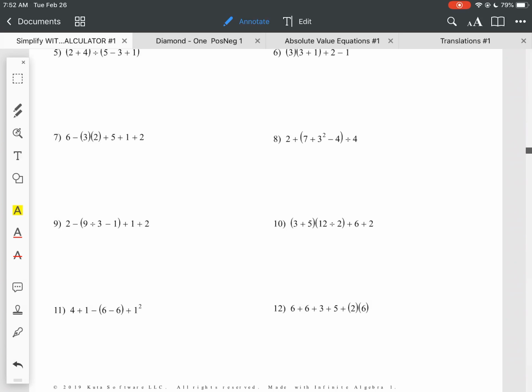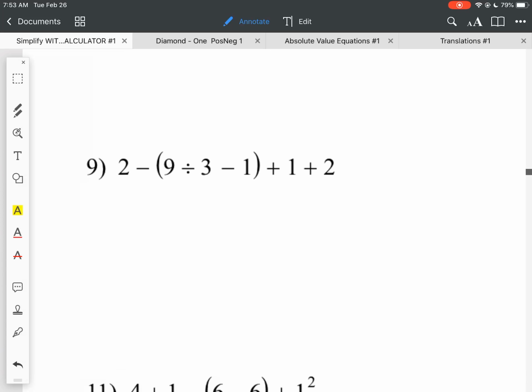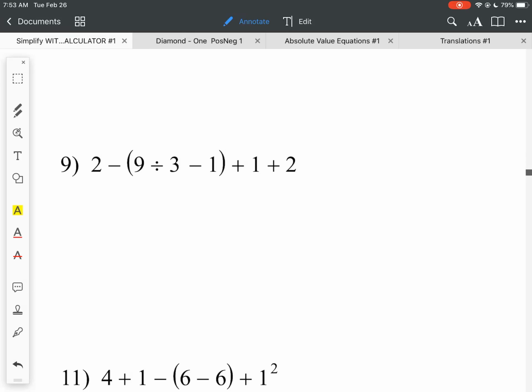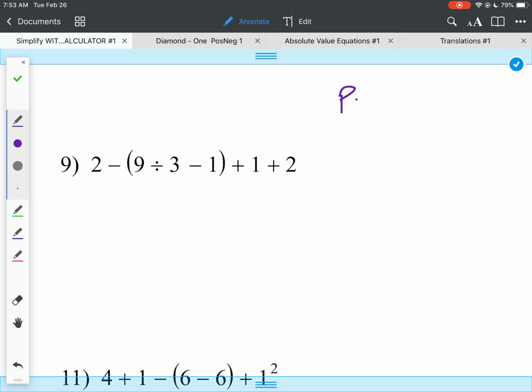Okay, so first we'll do simplifying. All right, remember, you've got the order of operations: parentheses, exponents, multiply and divide, and then add and subtract. Okay, so here on number 9 we have parentheses, and we've got division inside. We have adding and subtracting, so we've got to take care of these parentheses first. 9 divided by 3 is 3, and then minus 1 is 2.